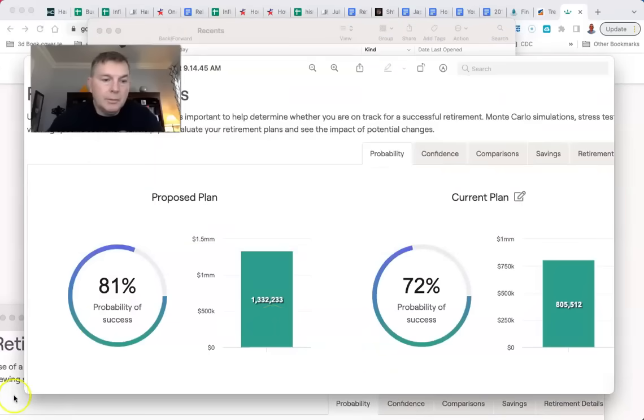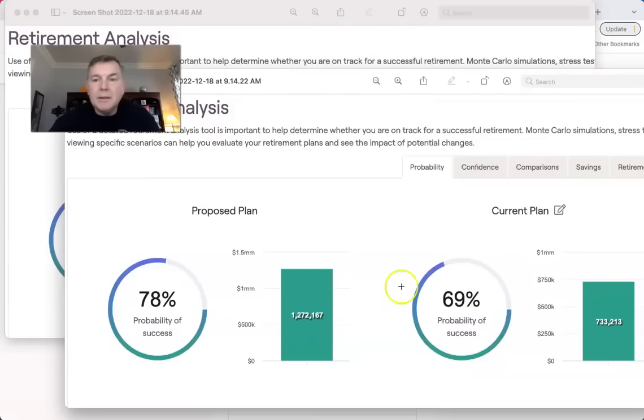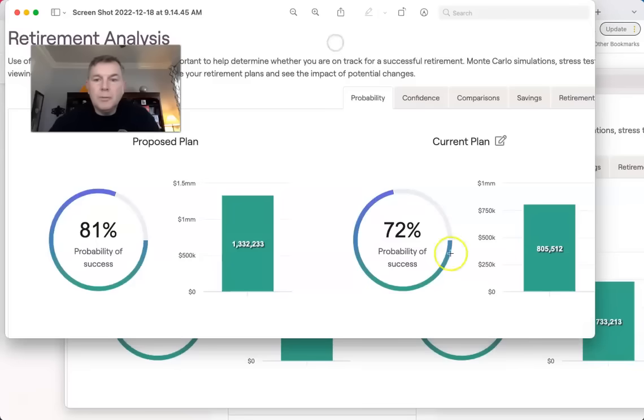It was 69 to 78, leaving 733,000. To 72, leaving 8. You can see, I mean, that's 80,000 more different, and 69 and 78 to 81. So it went from 69 to 72 and 78 to 81. And again, this is taking Social Security at full retirement age. This is taking Social Security at 70.